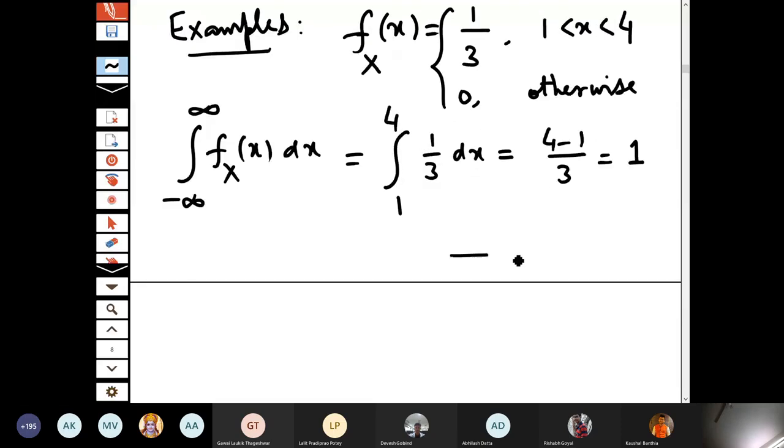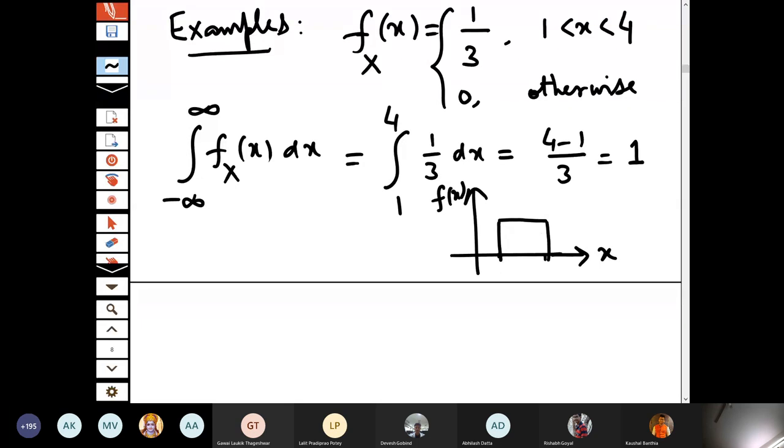Actually, what is the kind of function? If you plot it, it will look like this. Between 1 to 4, this is taking value 1 by 3. Okay. So if I put x on this side and fx on this side, then this is the kind of distribution that I have described here.